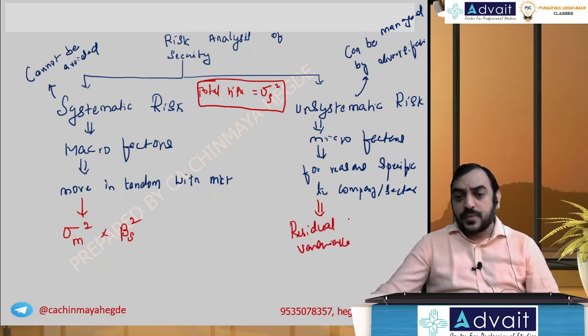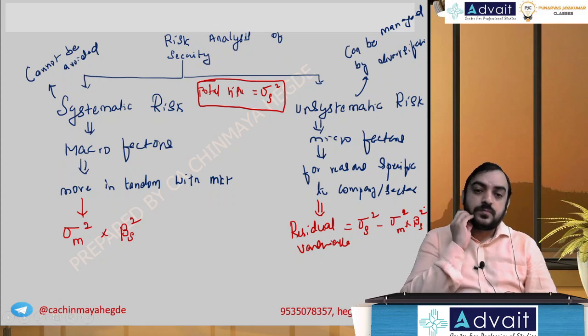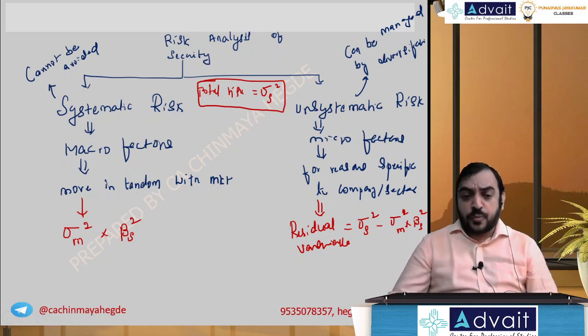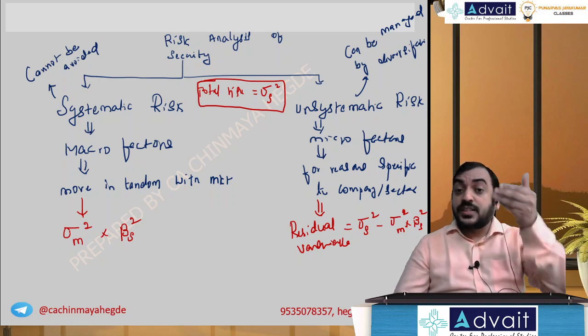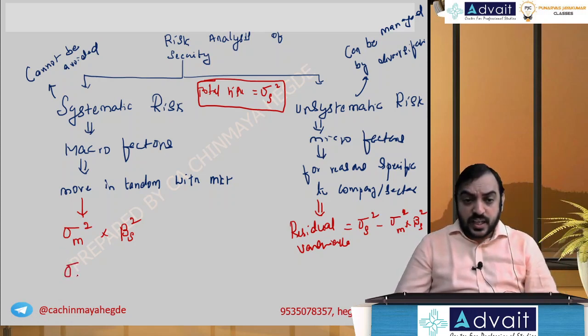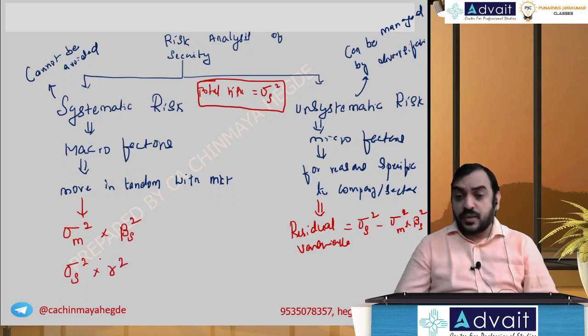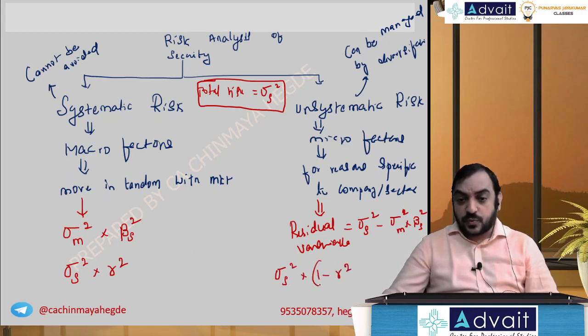Basically, the balancing figure is sigma s square. This is the total risk you calculated minus the systematic risk, sigma m square multiplied by beta s square. And we have one more formula also. We use something called the coefficient of determination, that's called r square. So systematic risk is sigma s square multiplied by r square, and unsystematic risk is sigma s square into 1 minus r square.